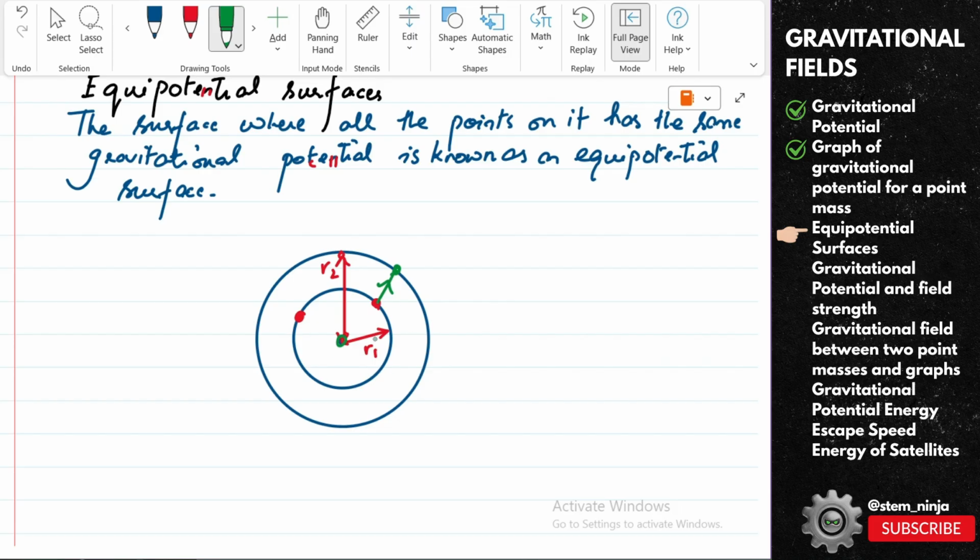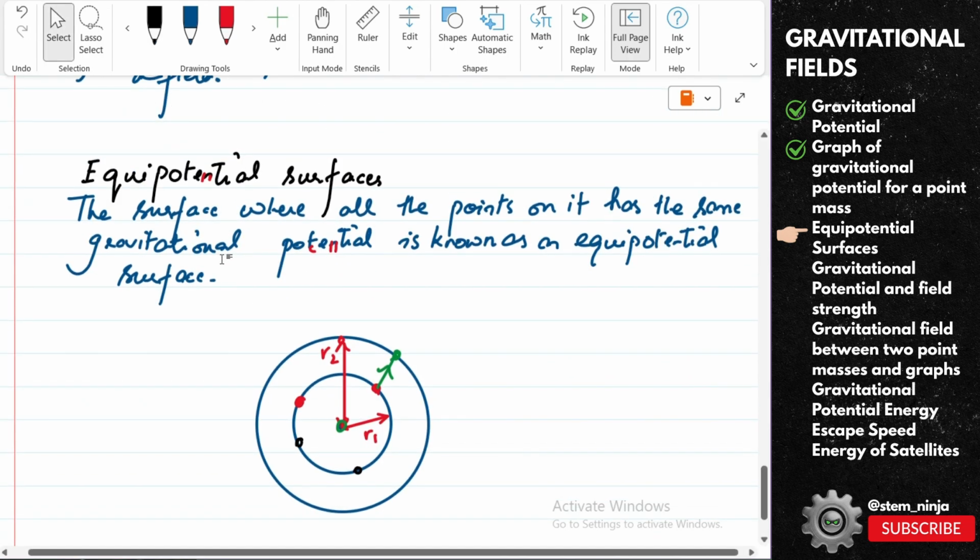And once again, it is only required if there is some potential difference between 2 points in a field. If there is no difference between 2 points on a field, there is no requirement for the work done. Okay.